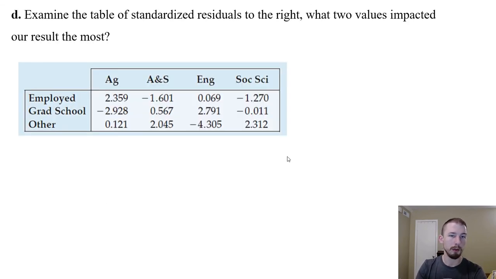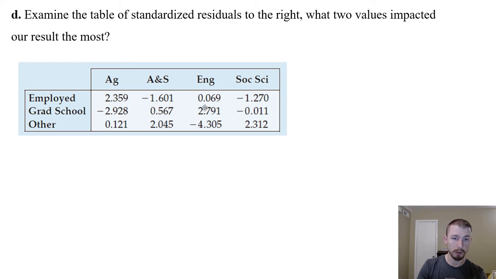All right, examine the table of standardized residuals to the right or below here. What two values impacted our results the most? So we're looking for the overall absolute value being the largest magnitude. That would be grad school. There was a deficit of people from ag going into grad school. There are obviously not a lot of people getting an undergrad in the agricultural college who are going on to grad school for ag. So that was our largest deficit, or the second largest.